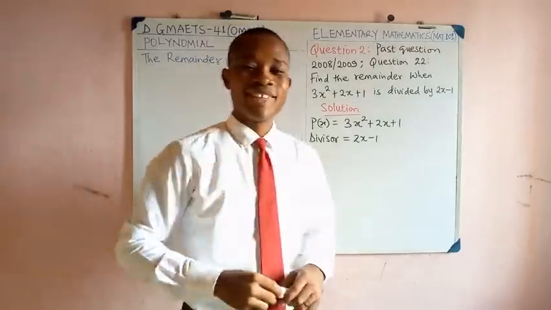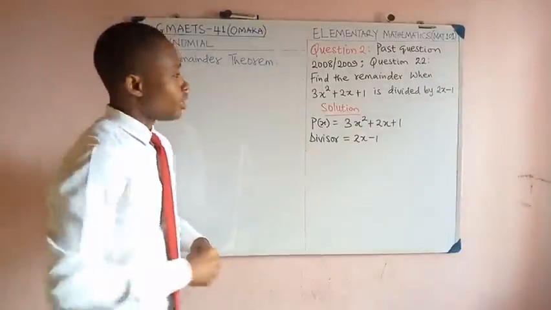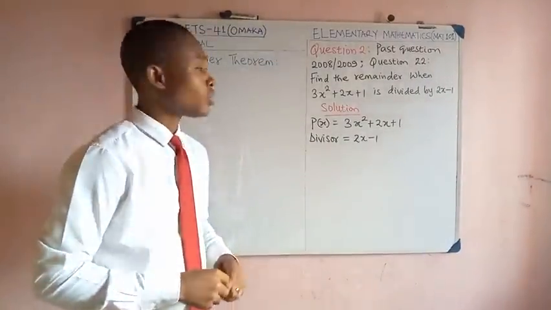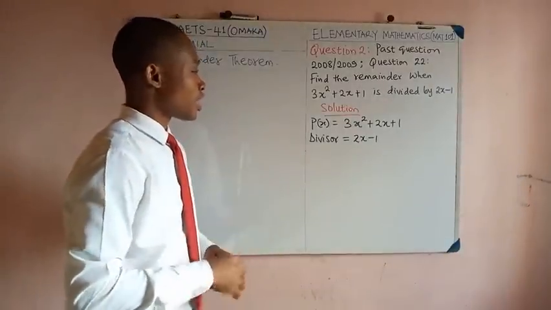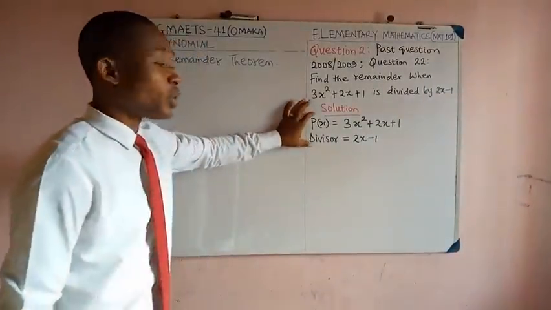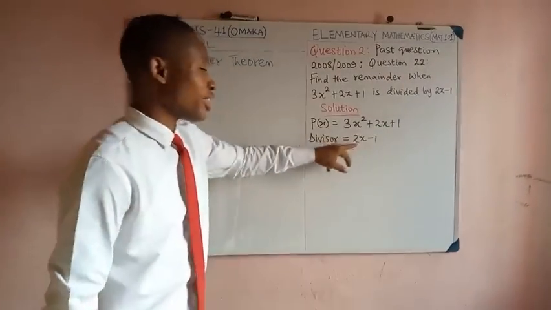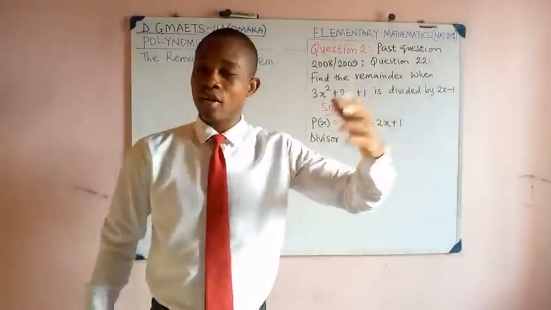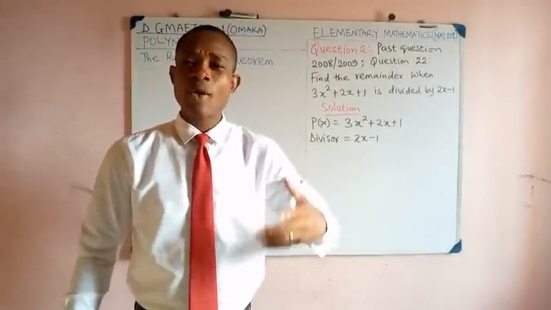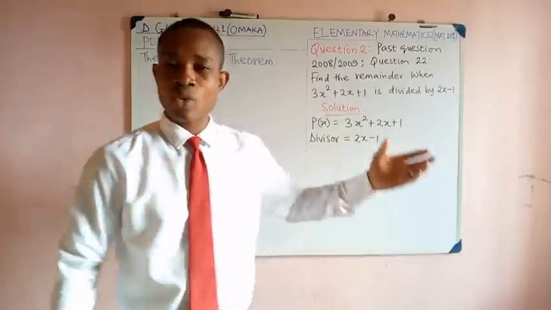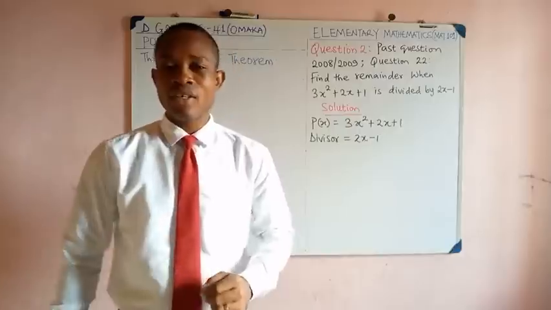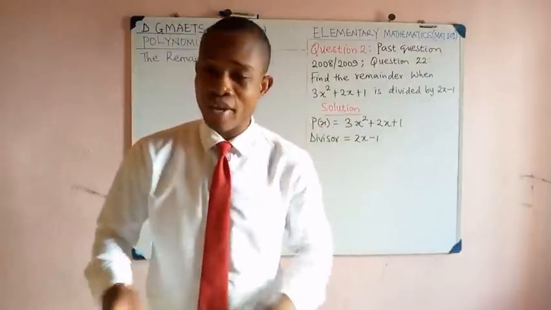Question number 2 under our remainder theorem. It's past question 2008-2009, question number 22. We have to find the remainder when 3x squared plus 2x plus 1 is divided by 2x minus 1. Alright, now in summary, we have our polynomial. This is what we are dividing by 2x minus 1. So we can use either the long division method or the Omaker's short division method to get our result here. But that would have been necessary if we were asked to find the quotient of this division. Since it's only the remainder that we're asked to find, it's ideal to use the remainder theorem.